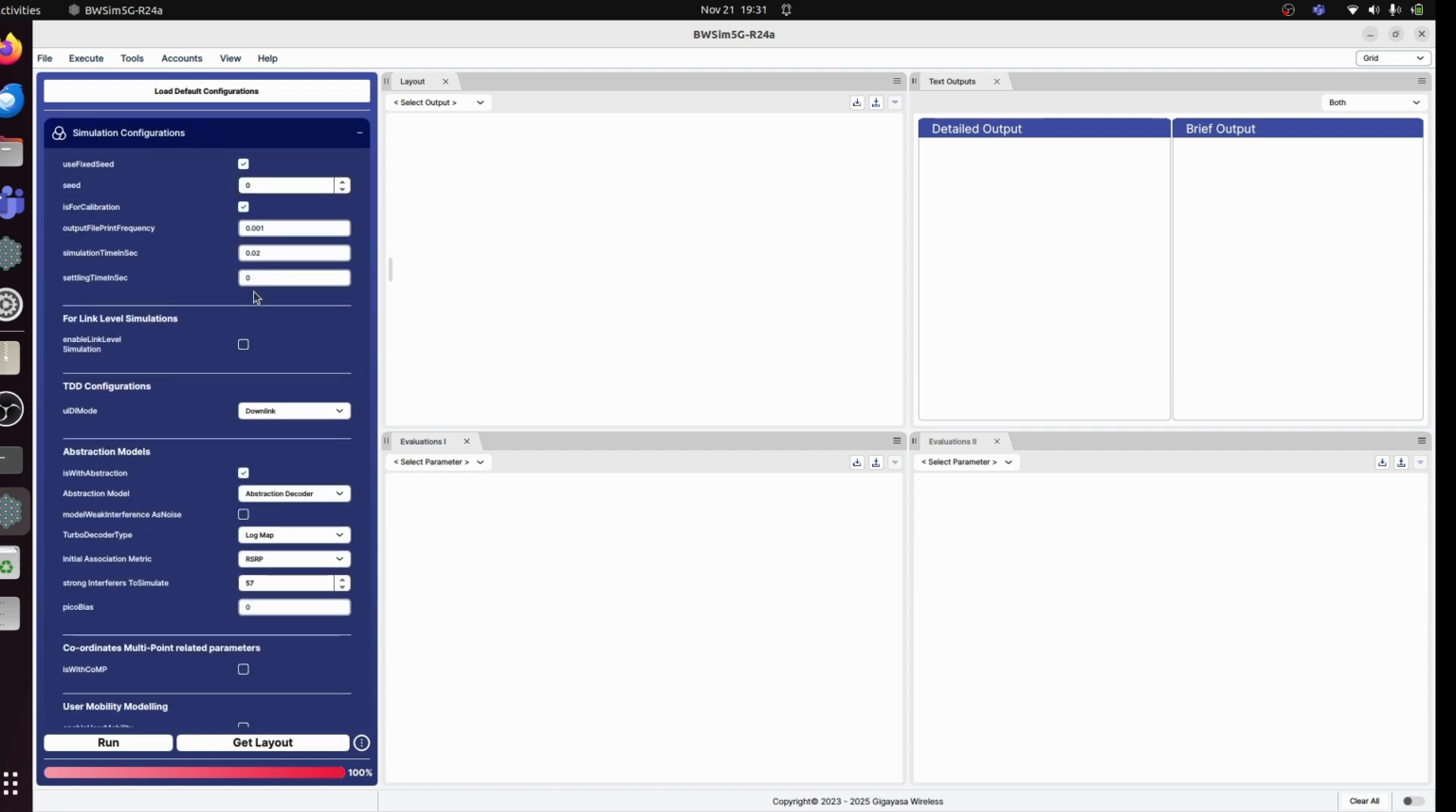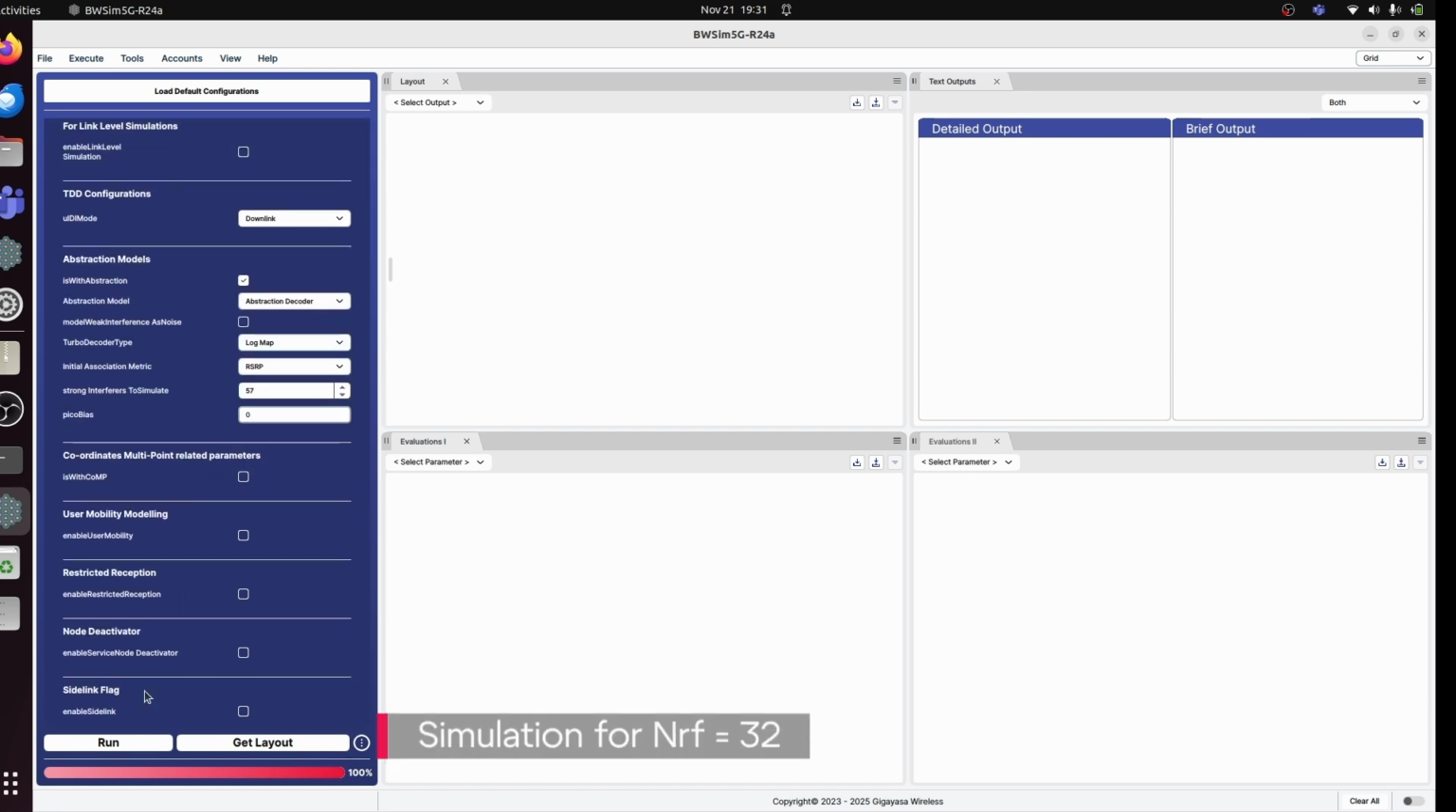And the parameter in question, throughput, can be arrived at from the system level simulation. Therefore, we have to perform a system level simulation. This can be performed by unchecking this option under simulation configuration called is for calibration. Now that the configuration necessary for running with 32 RF chains is over, let us actually run the simulation.